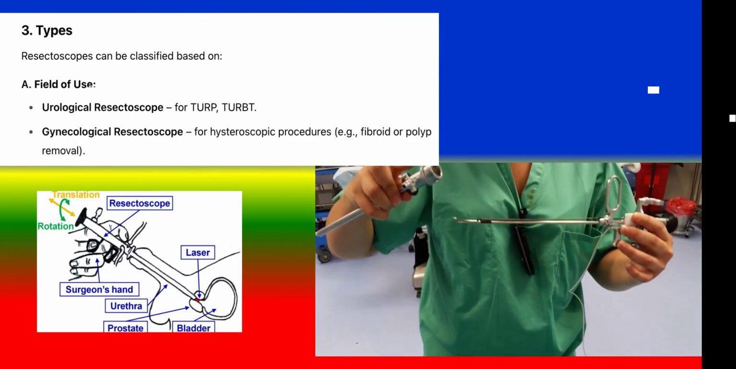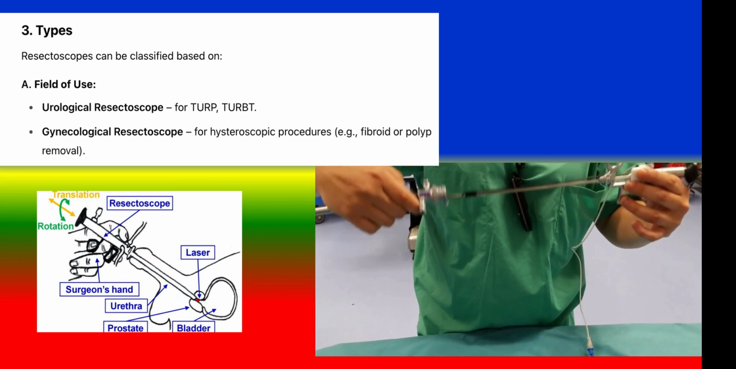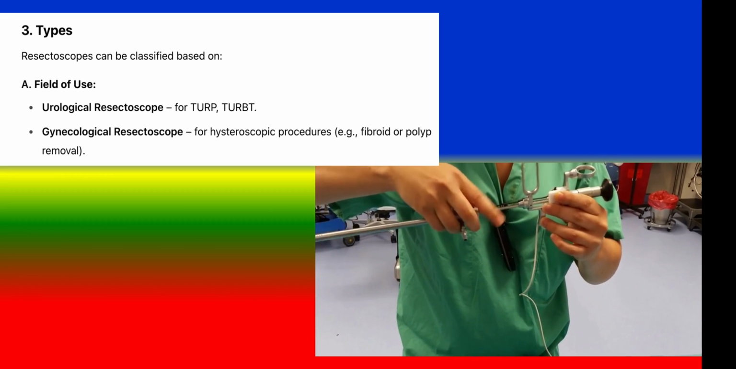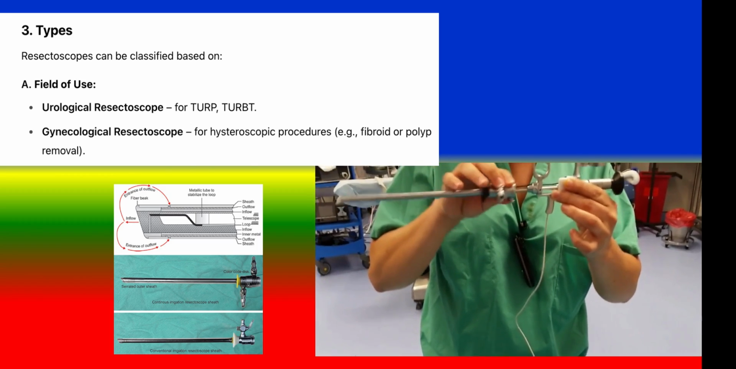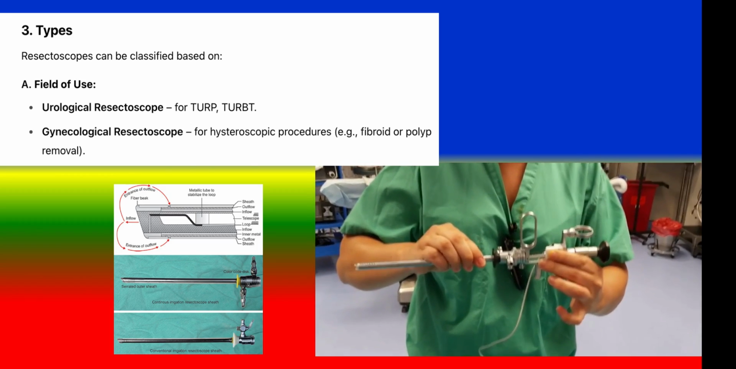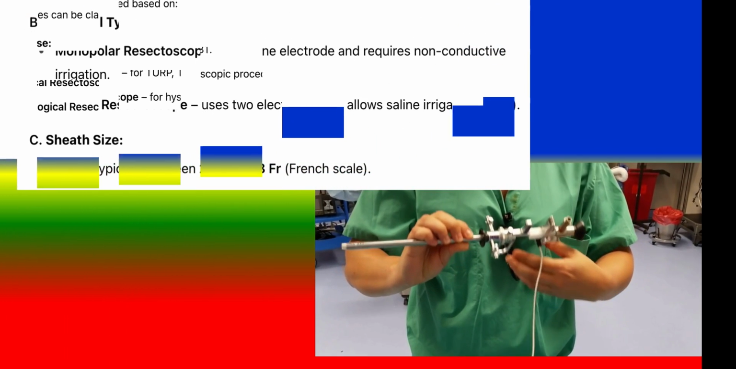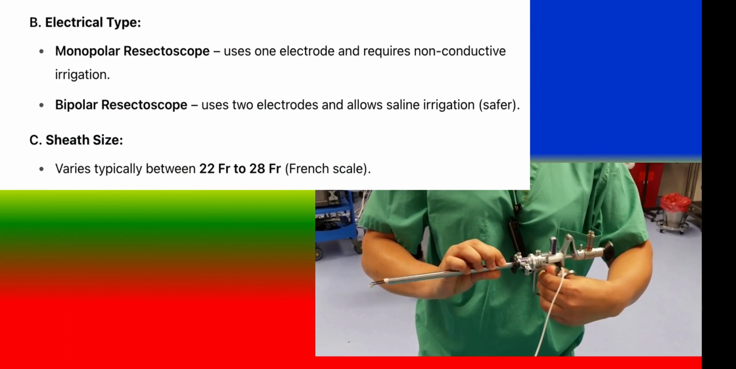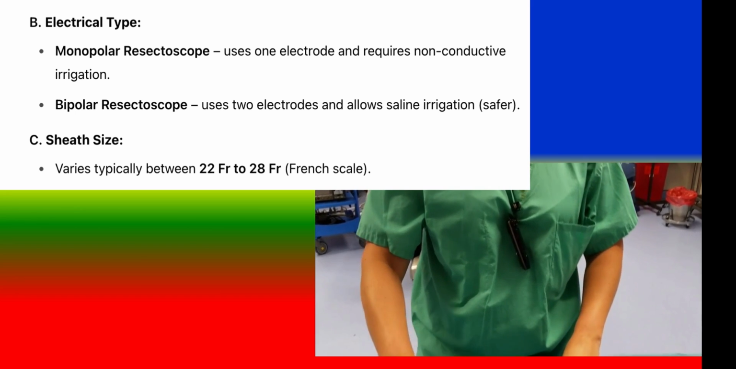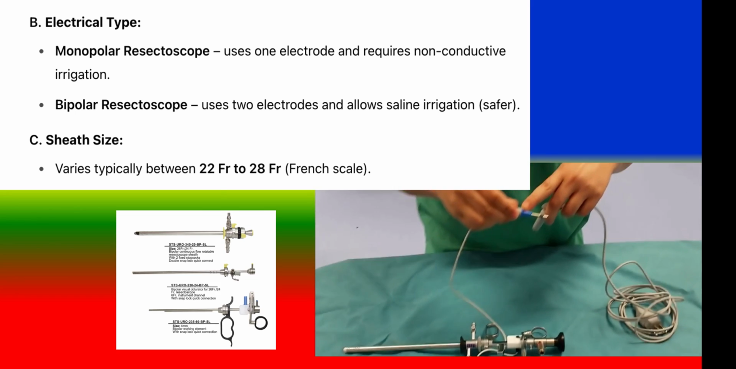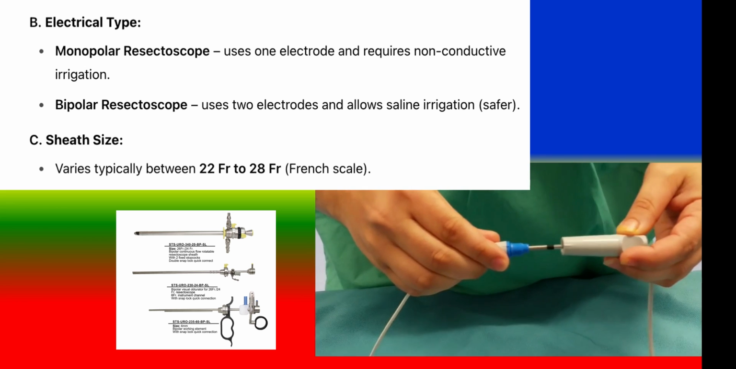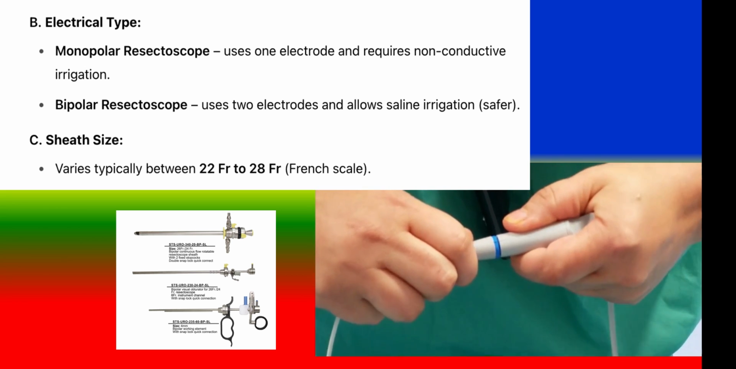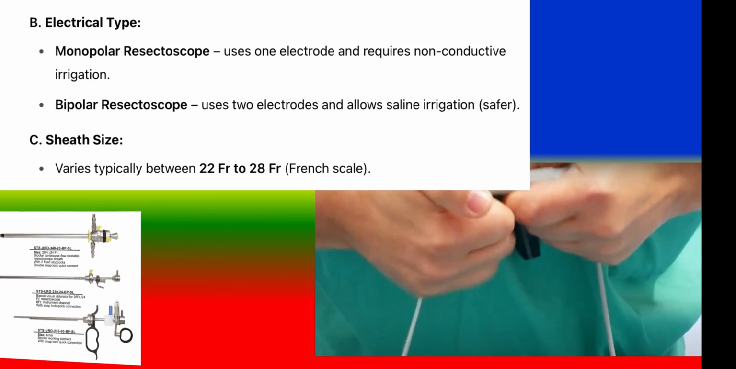3. Types: Resectoscopes can be classified based on: A. Field of use: urological resectoscope for TURP, TURBT; gynecological resectoscope for hysteroscopic procedures, e.g. fibroid or polyp removal. B. Electrical type: monopolar resectoscope uses one electrode and requires non-conductive irrigation; bipolar resectoscope uses 2 electrodes and allows saline irrigation, which is safer. C. Sheath size varies, typically between 22 Fr and 28 Fr, French scale.